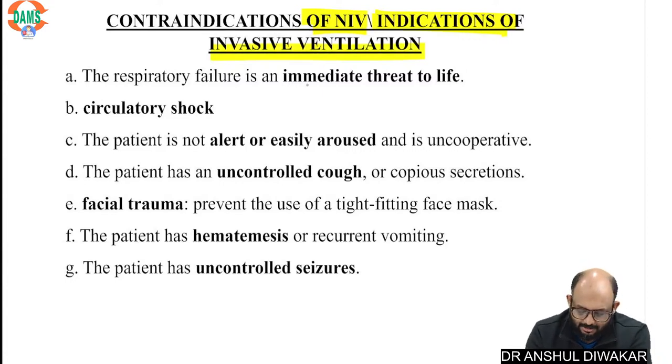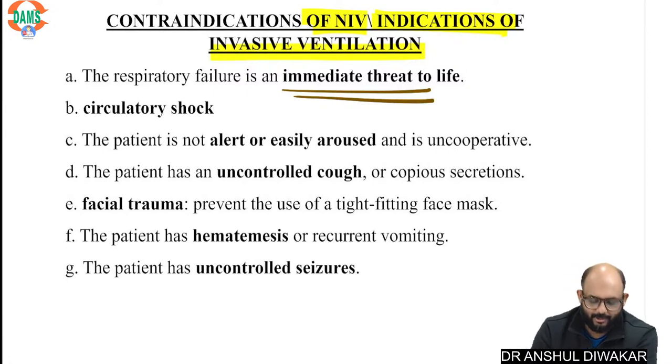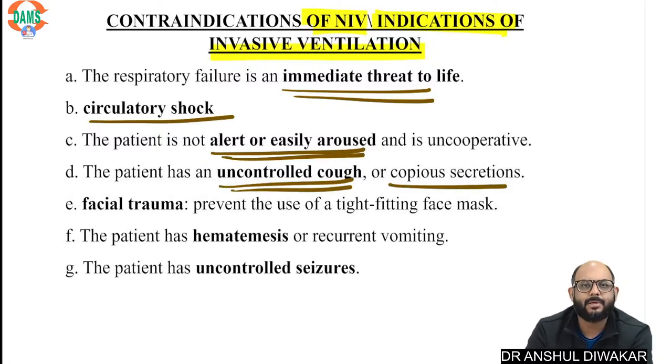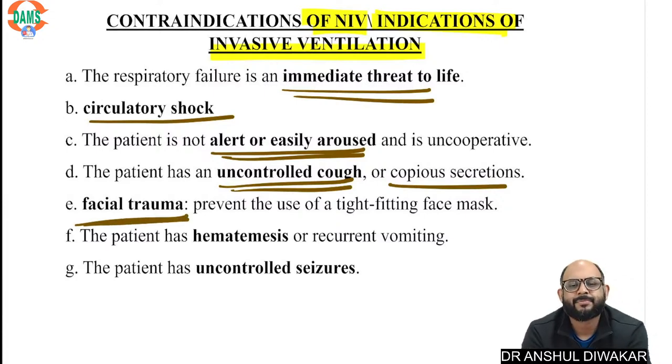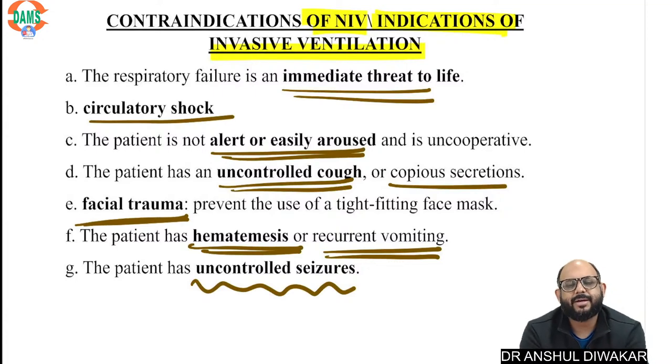Suppose somebody has an immediate threat to life. So respiratory failure where the saturation has become 60. The patient has non-recordable saturation. So that is the immediate threat to life. Circulatory shock, non-recordable blood pressure. Not alert or easily aroused, uncontrolled cough or copious secretions, facial trauma that prevents use of a tight fitting face mask, hematemesis or recurrent vomiting, and uncontrolled seizures. So are you trying to understand, if you get these things in a patient, you automatically know that you have to intubate.